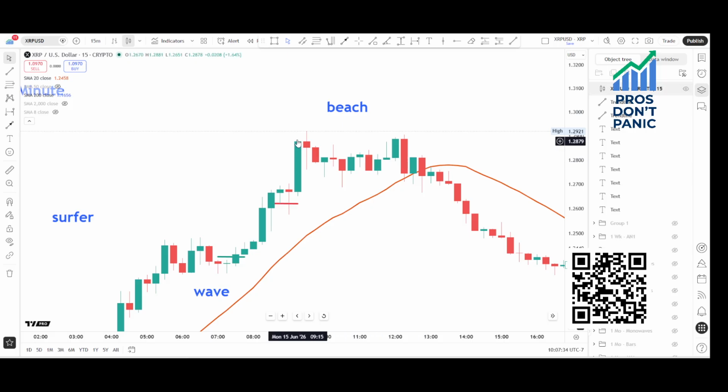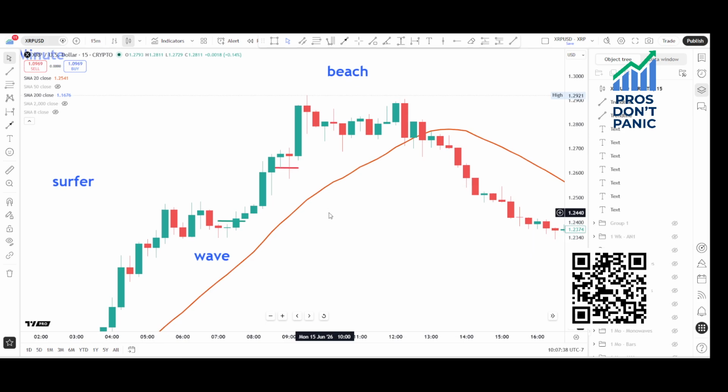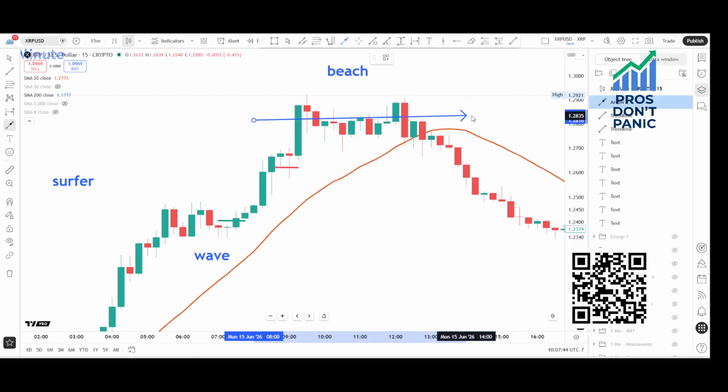We're not worried about catching every little tick here. We're going to get out and we're going to go paddle back and we're going to have another one. So that's getting out at the beach. So when this market goes sideways, we're out at the beach and we're done.